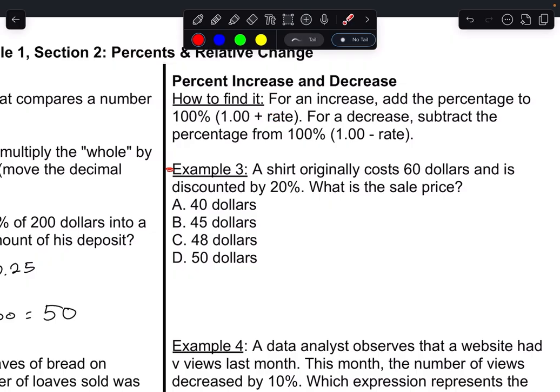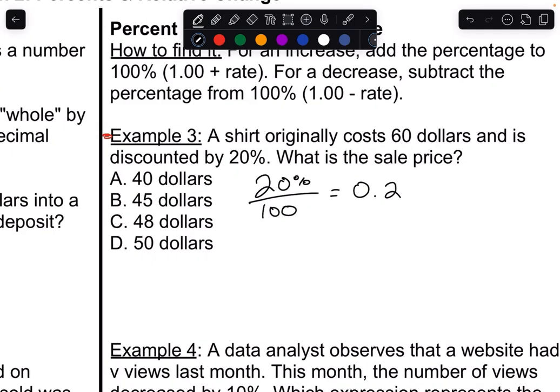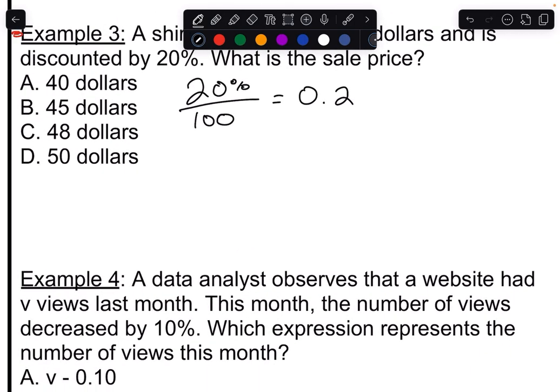So in this case, we got a shirt that's $60 and we're taking away 20% of it. So as a reminder, 20% over 100 is 0.2. So how much are we taking away? And then what is his sale price? So you can do this 2 different ways. And again, it doesn't really matter which way you do it. I'll show both ways just to make sure you see that they're both going to be accurate.